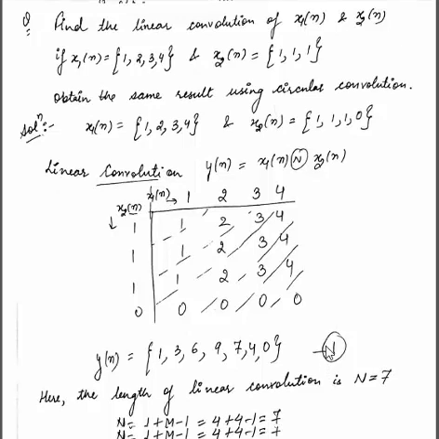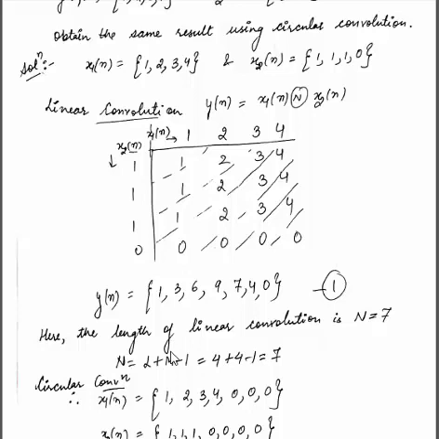We can also verify it by using this equation: N is equal to L plus M minus 1. L is the number of samples in x1(n), that is 4. M is the number of samples present in the second sequence, x2(n), that is again 4. 4 plus 4 is 8, 8 minus 1 is 7. That means the length of the linear convolution is 7.